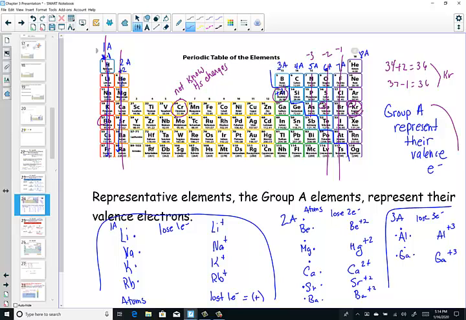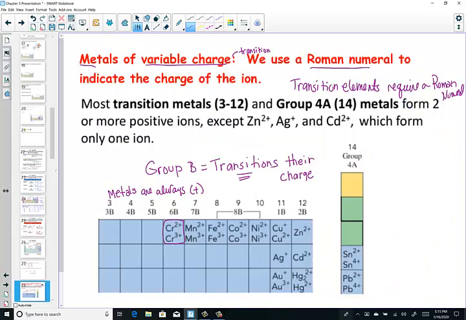Group A's represent their valence electrons, but transition elements do not. So just by looking where chromium lives, I don't know its charge. I don't know iron's charge. I don't know cobalt's charge. It lives in the heartland of, I don't know your charge by where you live, because you have a variable charge. I can't tell by location. The purpose of a Roman numeral as part of the name of the ion is to let the reader know the charge on the ion.